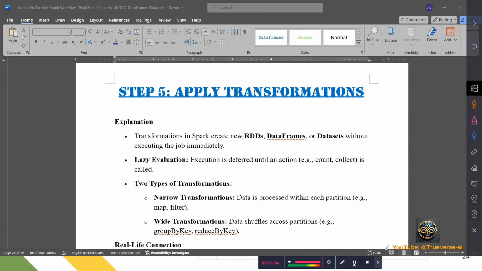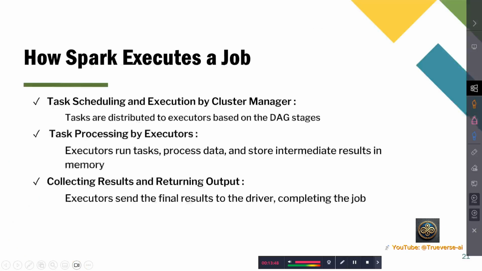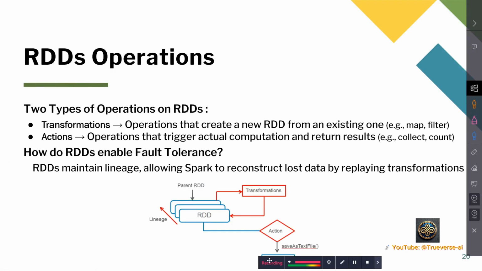Let's continue with step 5. Okay, step 5, apply transformation. Remember, the driver has two parts, transformation and action. Now is the time to apply transformation. Here is a transformation for data abstraction. Now in step 5 we do transformation. Transformation operations create the data abstraction. We will do some map and filter. In the action, we will do some collect and counting.